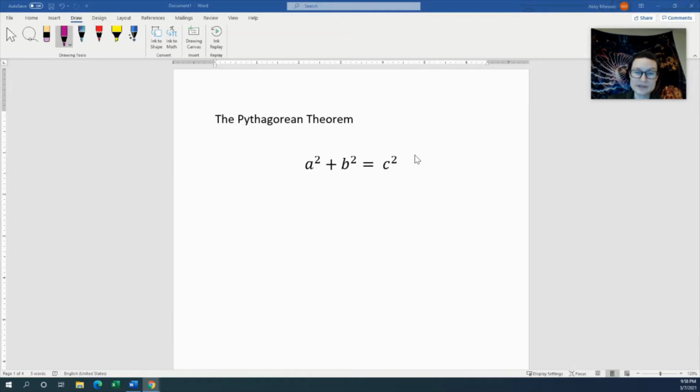Now, it's an equation, and the definition of the Pythagorean theorem says that in a right triangle, the square of the hypotenuse is equal to the sum of the squares of the other two sides, which out of context doesn't really make sense. So let's think of it like this. Say we have a right triangle, denoted by my little square in the corner. I'll say that this side is 3, this side is 4, and this side is 5.